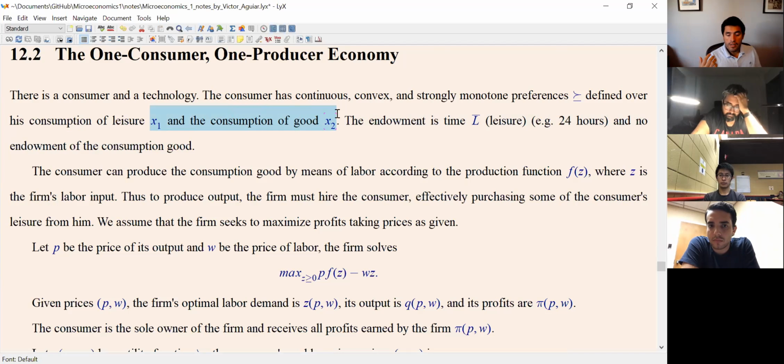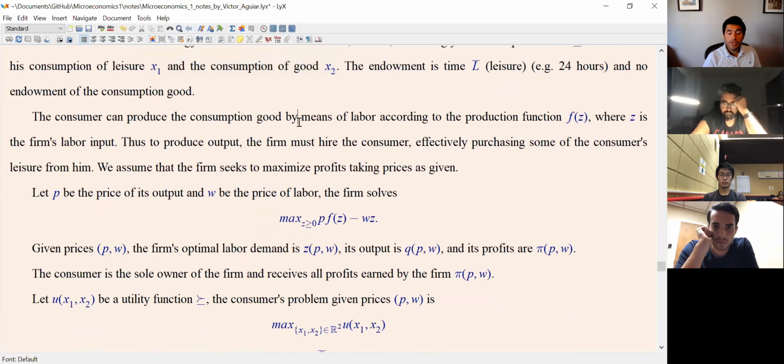The endowment is basically, what is the endowment here? Given that we have time as being leisure, basically the units of consumption of leisure is time, then the endowment is 24 hours, which is L-bar. And there is no consumption good here. So the aggregate endowment of the consumption good is 0. However, because there is a technology, you can transform hours of work into consumption good. So you can climb the tree and take coconuts to the floor, right? So the consumer can produce the consumption good by means of labor, okay? That's why it's the coconut, because there is no other input, so just grab it from the tree.